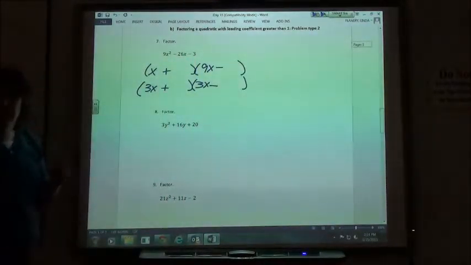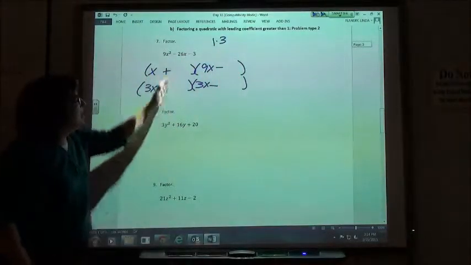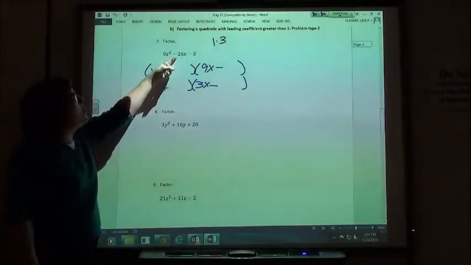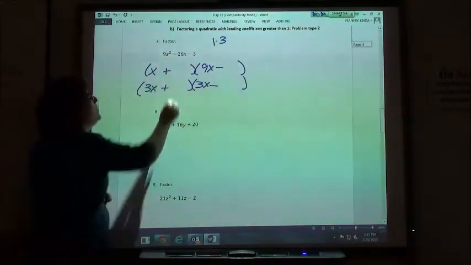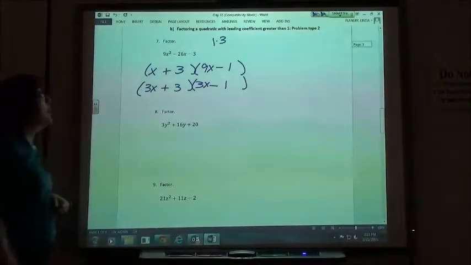Factors of 3. Well, at least they gave me a nice prime number for 3. 1 times 3 is my only choice. I don't know which order it goes in, so I'm just going to start guessing. But because this is a 26, it's a big number, I'm probably going to put the 3 first and then the 1 and try it that way.